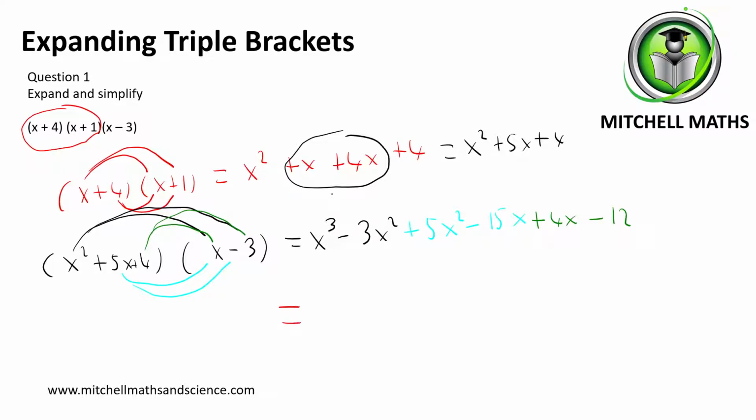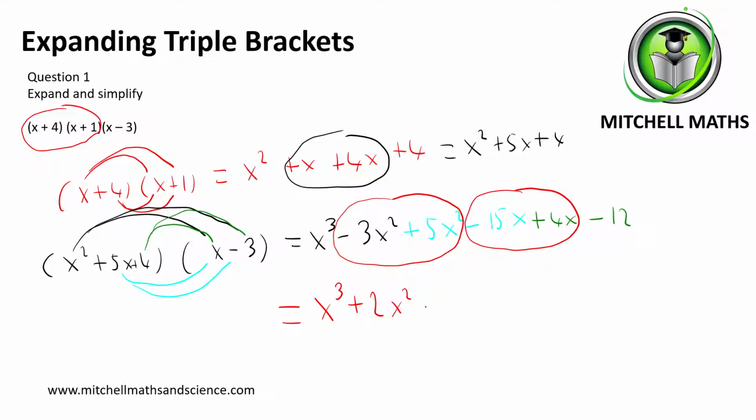Well, I've got x cubed on its own, so I'll just have x cubed. I've got minus 3x squared and plus 5x squared. That'll make plus 2x squared, because plus 5 minus 3 is 2. I've got minus 15x and plus 4x, which will give me minus 11x. And I've got minus 12, which is a single number on its own. And that's my answer, x cubed plus 2x squared minus 11x minus 12.